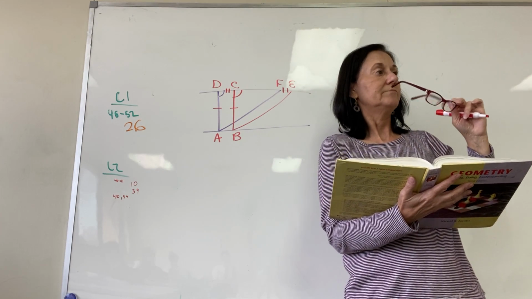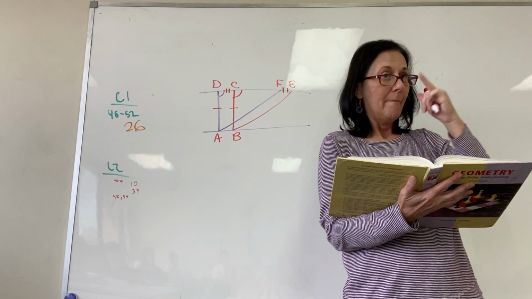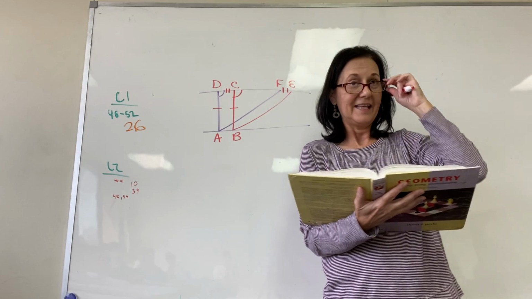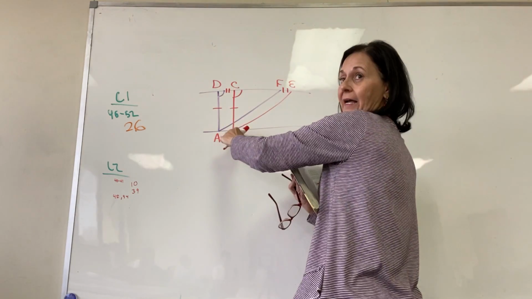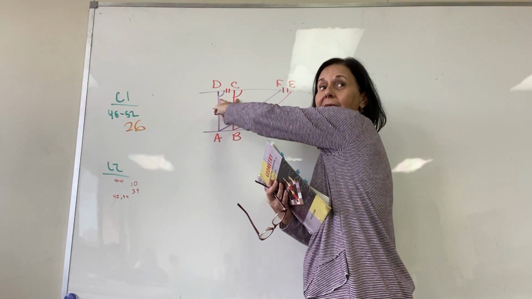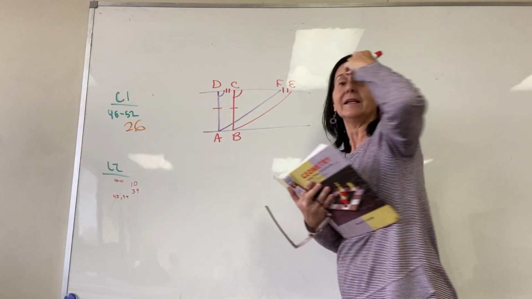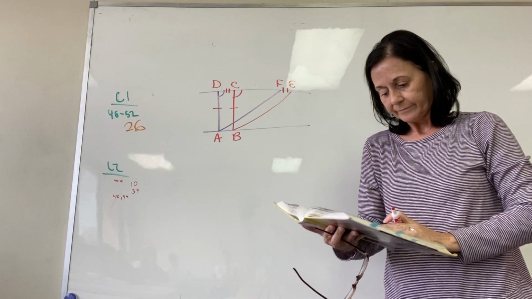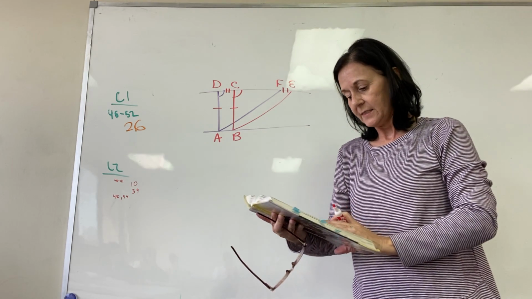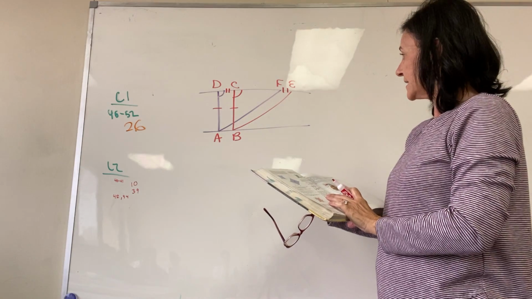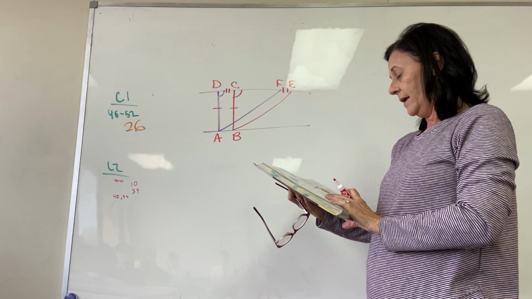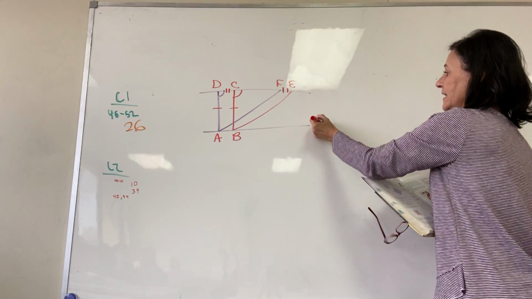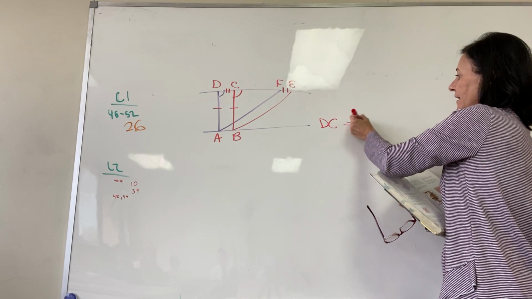Hannah? Is it parallel lines form equal corresponding angles? Parallel lines form equal corresponding angles. Yes. These are parallel lines. These are corresponding angles. This top line is your transversal. All right. Why does DC equal FE? Why does DC, that length, equal FE?